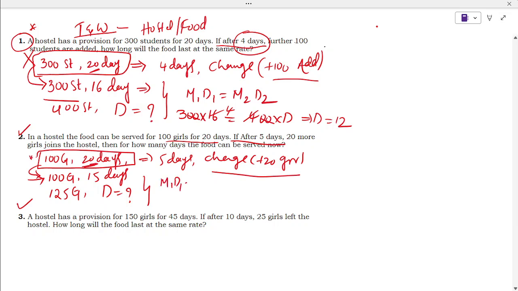Again I'm using M1D1 equal to M2D2, which is for 100 girls it is served for 15 days. For 125 girls, for how many days will it be served? 25 fours are 100, 5 ones are 5, 5 threes are 15. So the answer will be again 12 days.